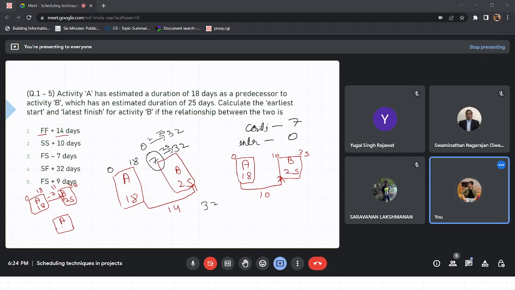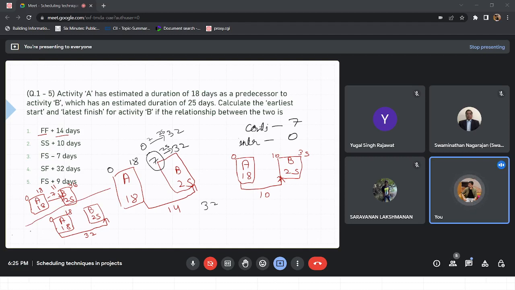A is again 18, B is 25. Now this is the case of a start to finish relationship. What will be the value in this case? 0. This can be 18. Okay, when should B start?